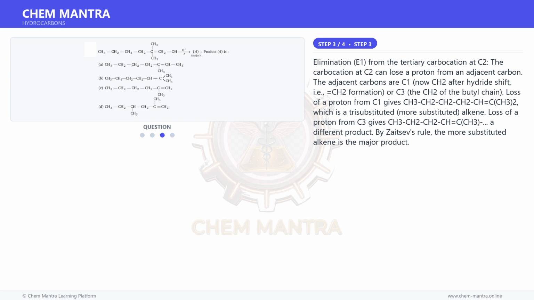Loss of a proton from C1 gives CH3CH2CH2CH2CH=C(CH3)2, which is a trisubstituted, more substituted alkene. Loss of a proton from C3 gives CH3CH2CH2CH=C(CH3)-, a different product. By Zaitsev's rule, the more substituted alkene is the major product.